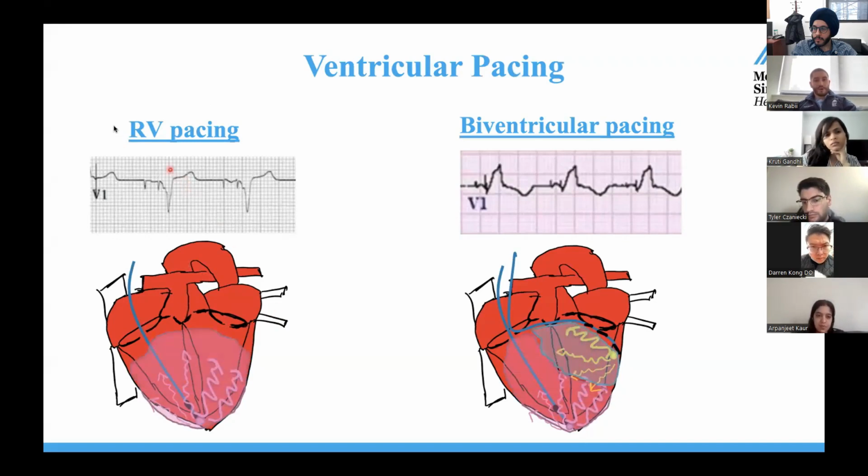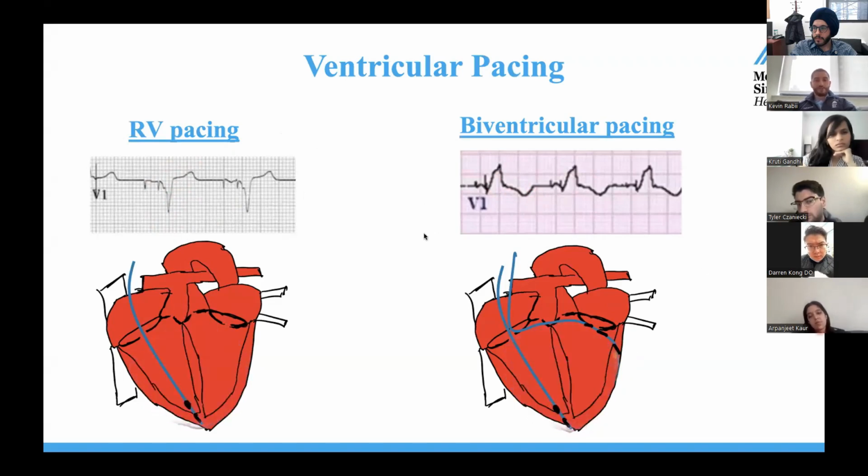Key thing to remember: an RV paced beat looks like a left bundle. That's why it's negative in V1. And an LV paced beat looks like a right bundle, which is why it's positive in V1. So any ventricular paced rhythm can look like a wide complex tachycardia. That's the takeaway point.